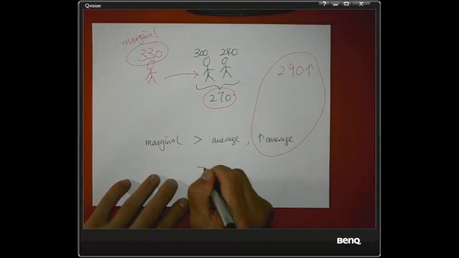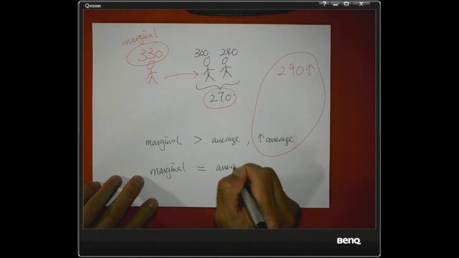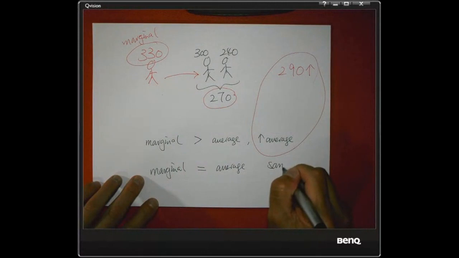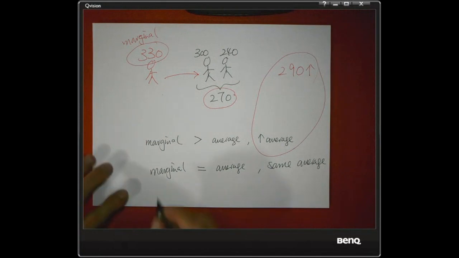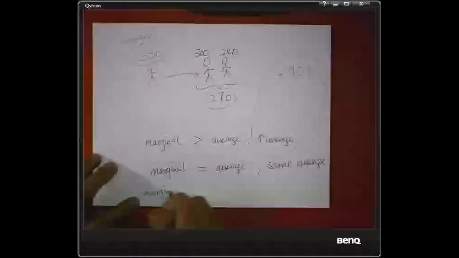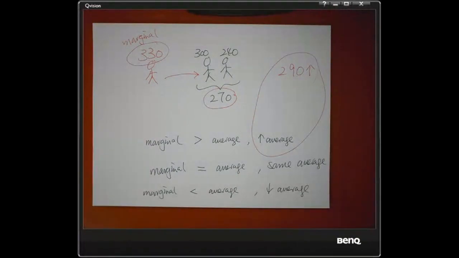And if marginal equals average, then the average remains the same. And when marginal is less than the average, the average will decline. Now, using this, we can figure out the relative position between the marginal and average product of labor.